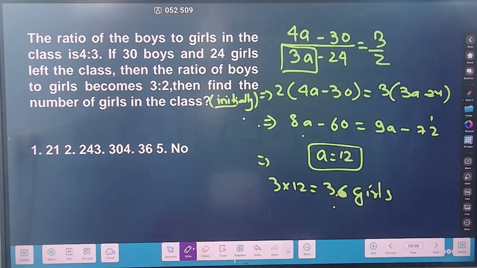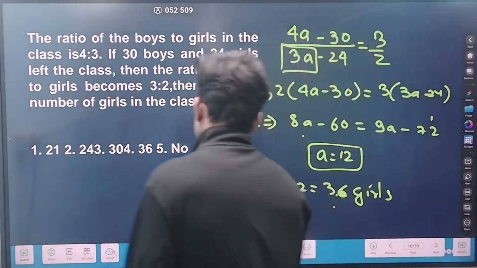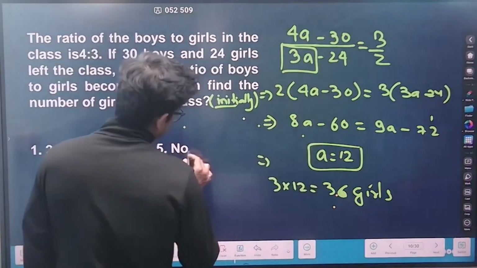Again, you can also check that this is a previous year question. These questions are not taken by me. These are previous year questions, everyone. So that's why I'm saying to all of you to try them out. I think this question was asked in IBPS.